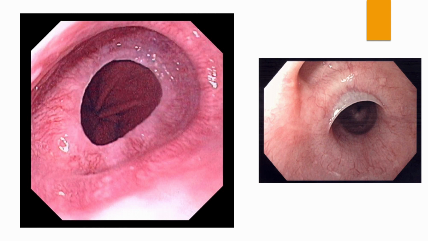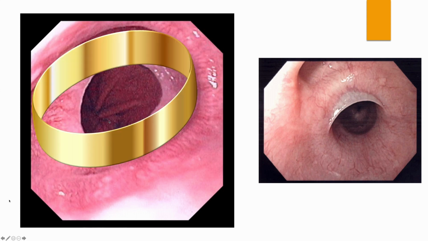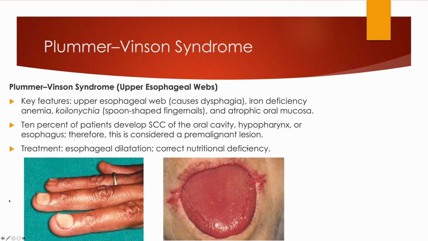So here's a picture of the two. The one on the left here is circumferential, so the problem is all the way around the lumen of the esophagus. And then here we see it's only in one part of it. So this is a ring and this is a web. That's how I think of it. The web kind of looks like a spider web hanging off one corner of the esophagus, whereas this ring is the whole ring. Okay. Now, we mentioned this syndrome called Plummer-Vinson Syndrome.